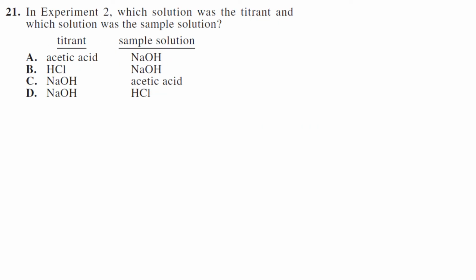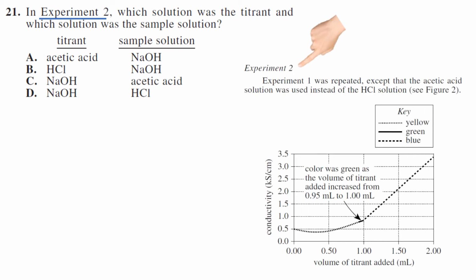Okay, number 21 is actually a pretty tricky question. In experiment 2, so finger on experiment 2, which solution was the titrant and which solution was the sample solution? And it says acetic acid solution was used instead of the HCl solution. But what does that mean? We still don't know which one it was.